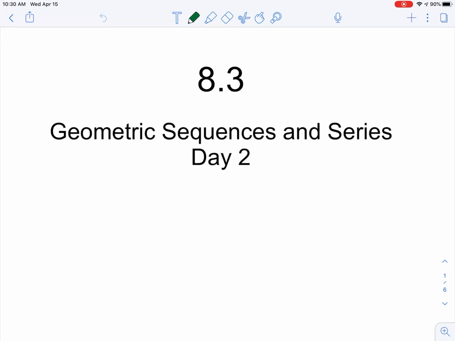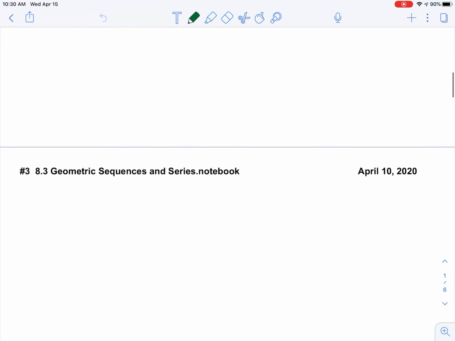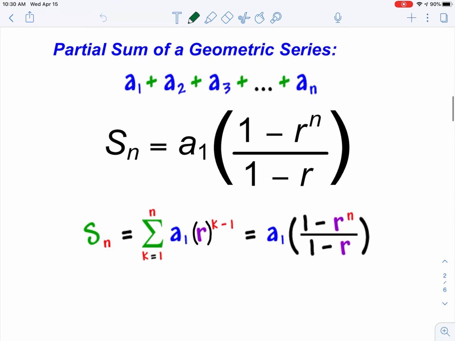All right, it is Tuesday, and today we're going to be talking about geometric series. So your first formula, make sure you write this down on your formula sheet, is the partial sum of a geometric series. And we have the sum of n number of terms equals a sub 1 times 1 minus r to the n all over 1 minus r.